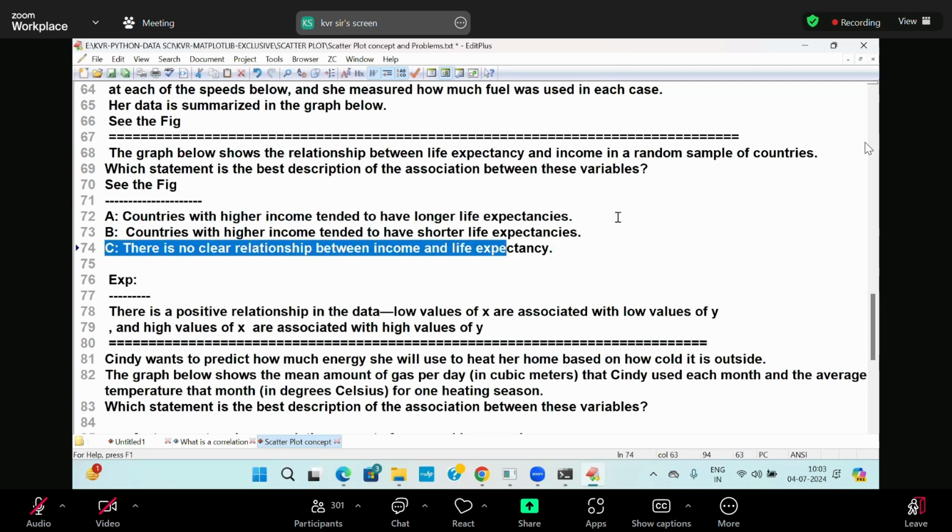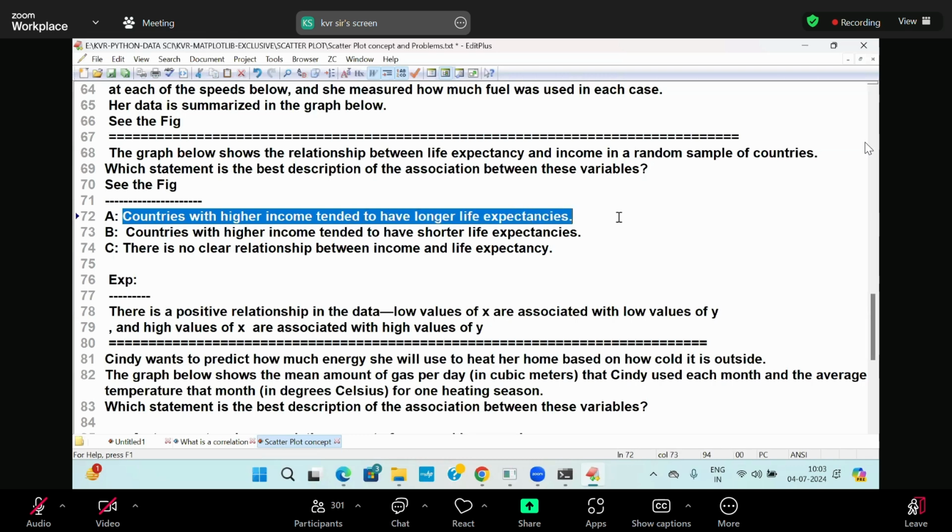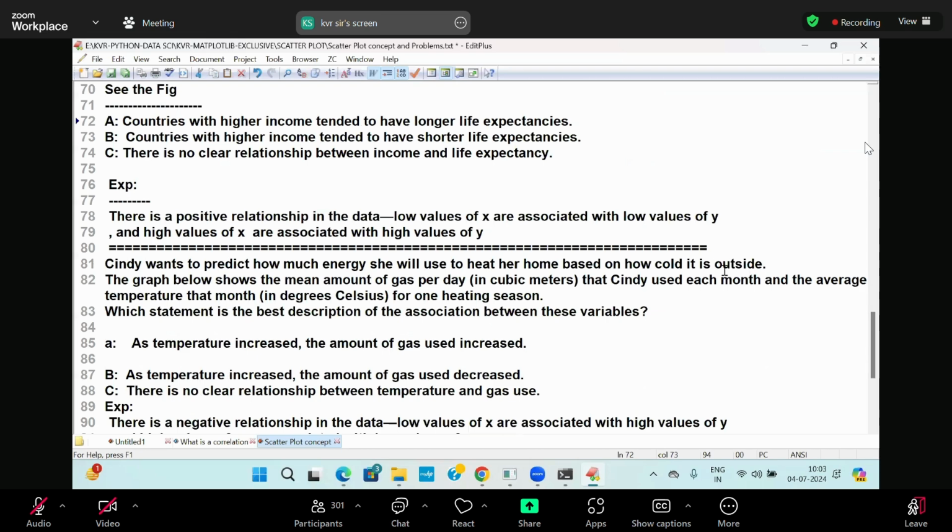And A is going to be the correct one. I think you are following me. Next, explanation: there is a positive relationship in the data. Low values of X are associated with low values of Y, and high values of X are associated with high values of Y.